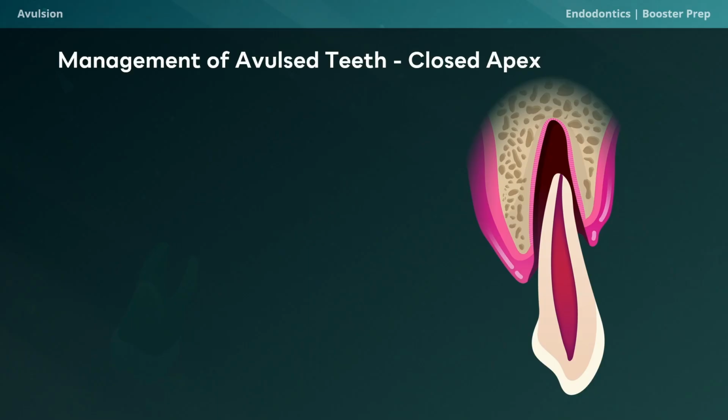And I'm gonna sound like a broken record here since the management is very similar to that of an open apex tooth, but if the tooth has been dry for less than 60 minutes and stored in a special medium like milk or saline, the approach is very similar to what I just described.